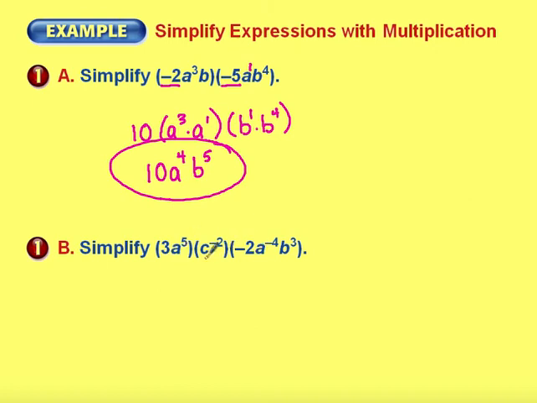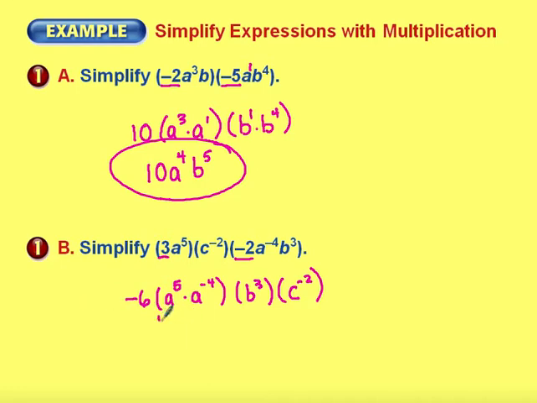All right, I've got a lot going on in this second example here: 3a to the fifth times c to the negative second times negative 2a to the negative fourth times b cubed. Just like I did in the last one, I'm looking for my coefficients. I only have 2 coefficients to multiply together. That gives me 3 times negative 2, or negative 6. Then I'm going to group all of my a's together, a to the fifth times a to the negative fourth. I only have one b, so it's going to be by itself, and I only have one c, so it's going to be by itself.